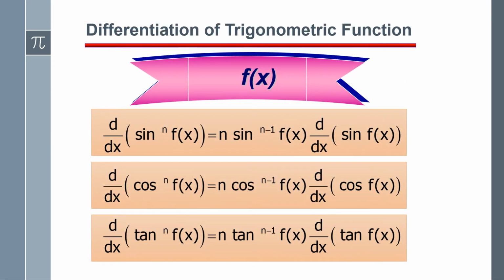Differentiation of trigonometric functions. If we have function f(x), d/dx of sine to the power of n, f(x), where f(x) is the angle. If we differentiate, we have n sine to the power of n minus 1, f(x), times d/dx sine f(x). Same for cos to the power of n, f(x), it is equal to n cos to the power of n minus 1, f(x), d/dx cos f(x). And then the last one is d/dx tangent to the power of n, f(x), equal to n tangent to the power of n minus 1, f(x), d/dx tangent f(x).